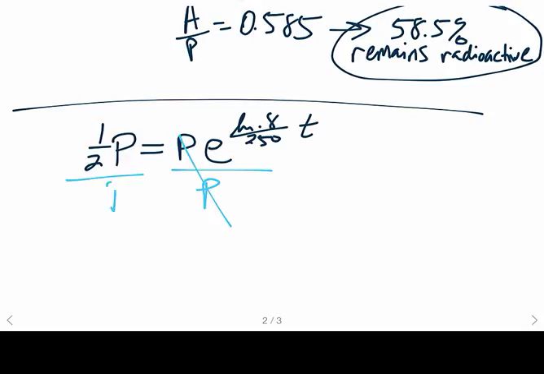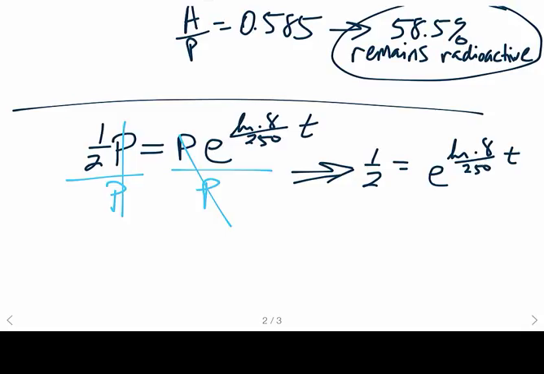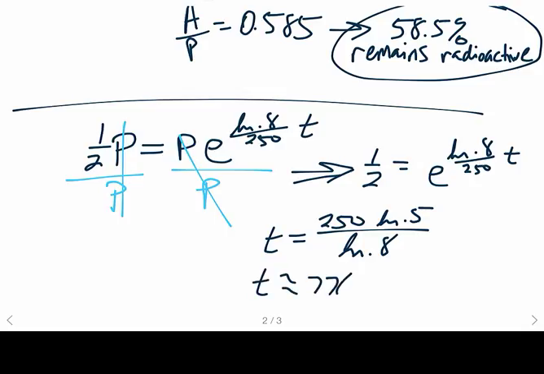We're going to divide both sides by P, and so we have 1/2 is equal to e to the natural log of 0.8 divided by 250 times t, and using the same steps that you've seen, I get that t is equal to 250 times the natural log of 0.5, just ease of calculator stuff, divided by the natural log of 0.8, which my calculator is going to tell me is about 776.57. But remember what t was.